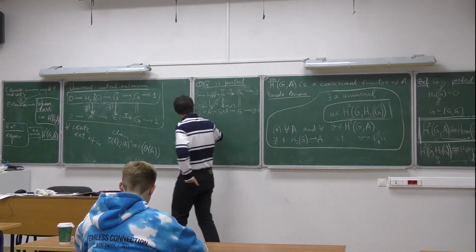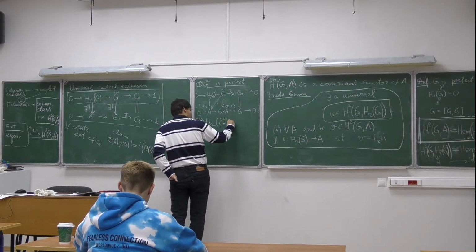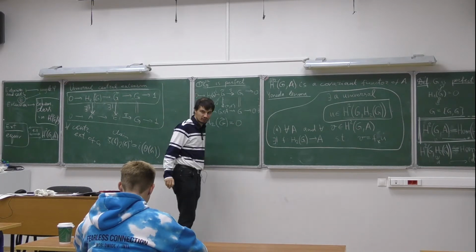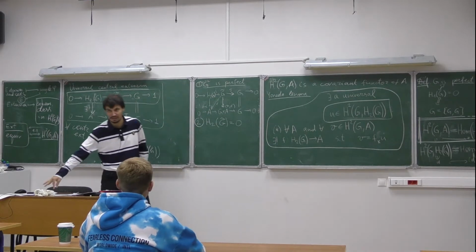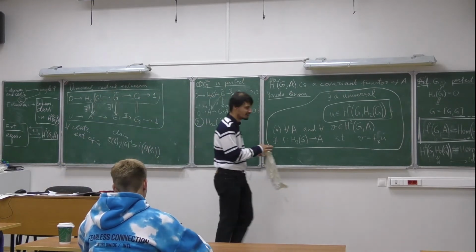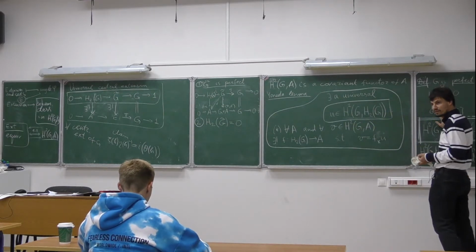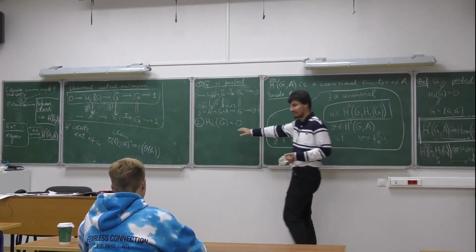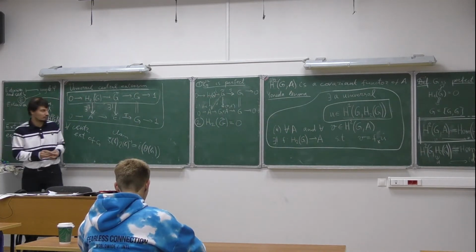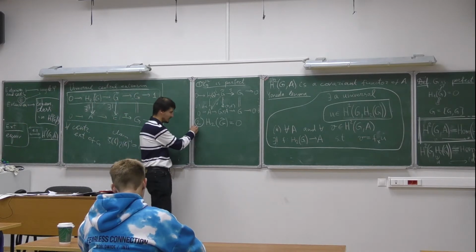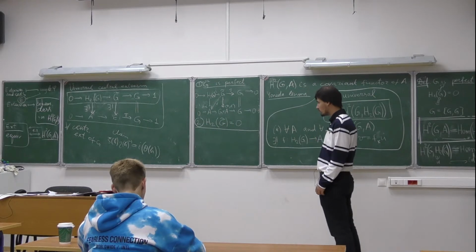Next, I claim that the second homology group of G tilde is also 0. Such groups are called superperfect. By definition, a group G is superperfect if and only if it is perfect and its second homology group is also 0. So G tilde is superperfect. Let us prove this. Assume that this is not true.